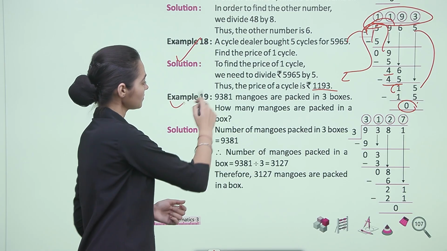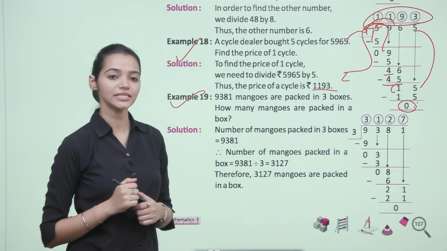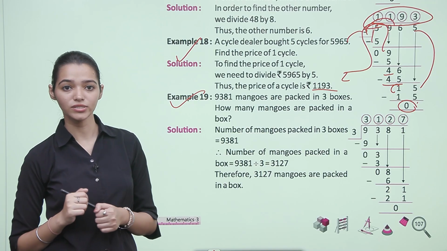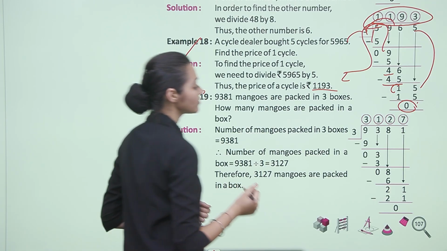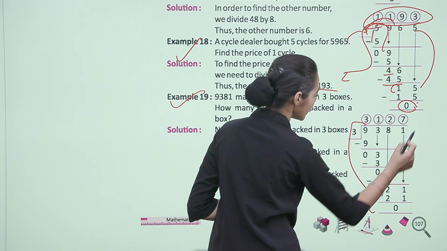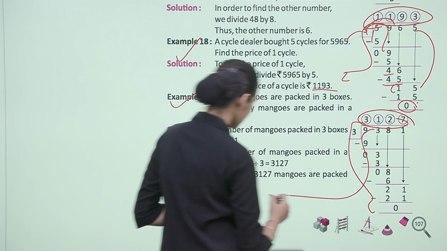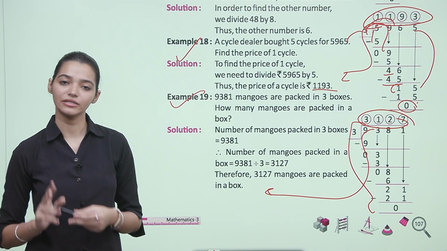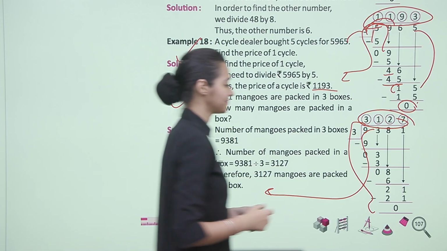1193. Now in example number 19, 9,381 mangoes are placed in 3 boxes. How many mangoes are packed in a box? We will divide this number by 3, and after dividing it, we get our answer as 3,127 mangoes are packed in one box.